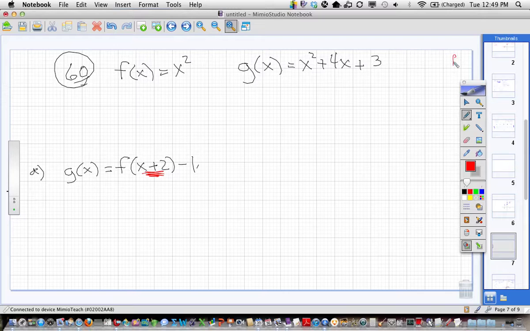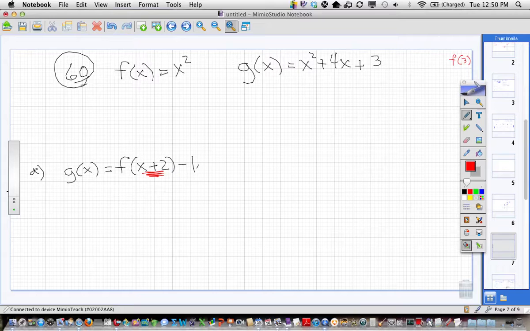If I ask you what's f of 3, and you had an equation like this, what would you do? You put 3 in for x, right? Okay? So if I ask you for f of x plus 2, what could you do? Put x plus 2 in for x. Are you with me there?